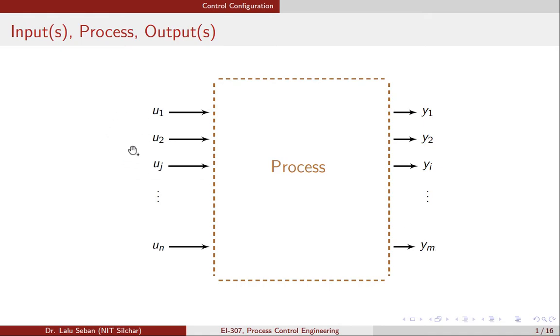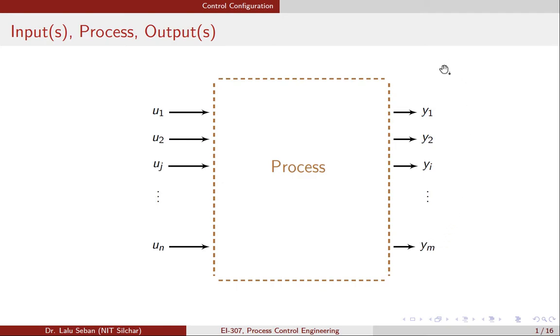So first of all, among the n inputs, we have to select the manipulated variables. The remaining inputs will also be changing with respect to time, maybe because of external conditions. They are called the disturbance variables or load variables. So the inputs can be divided into two: some are the manipulated variables, which will be manipulated by the controller as per the decision of the controller, and the remaining will be the disturbance or load variables.